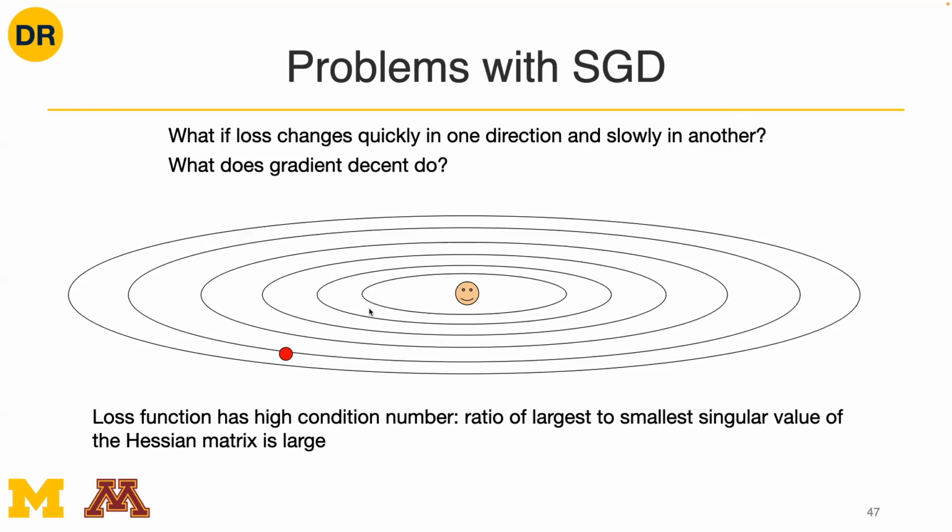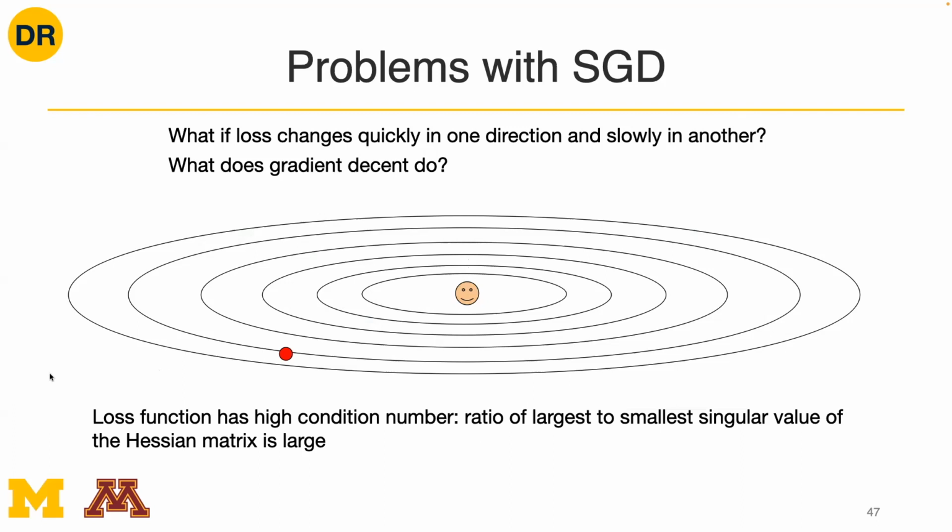If the loss function changes very rapidly in certain dimensions, in this case along the horizontal dimension of this parameter space, that corresponds to what we call a loss function with a high condition number, defined as the ratio of the largest to the smallest singular value of the Hessian matrix. The Hessian matrix is the matrix of the second-order partial derivatives of the function. But the core idea is just to imagine that this loss function changes very drastically in one dimension and to a very small degree in the other dimension.